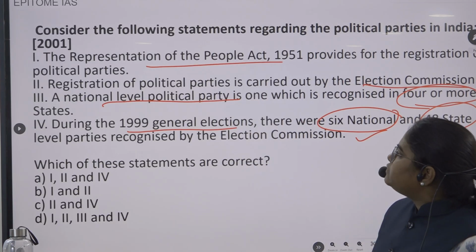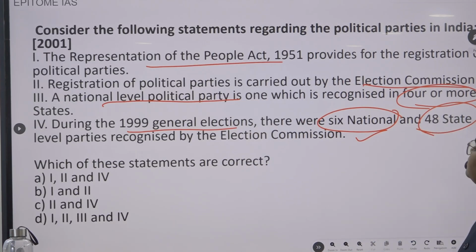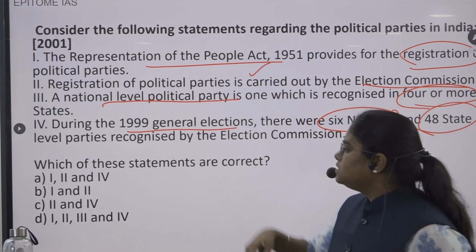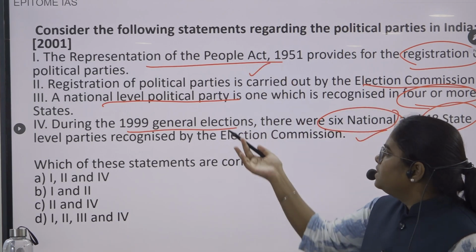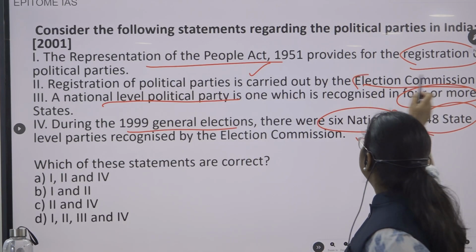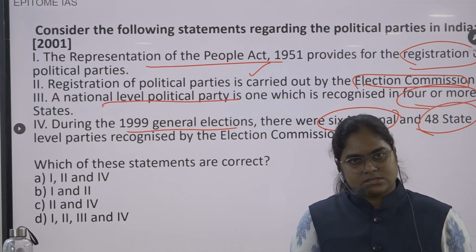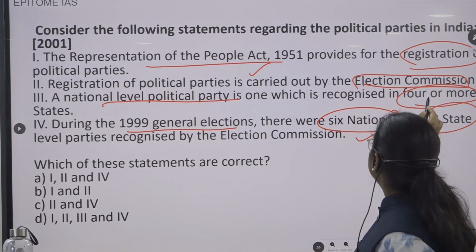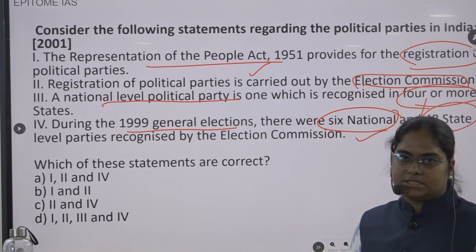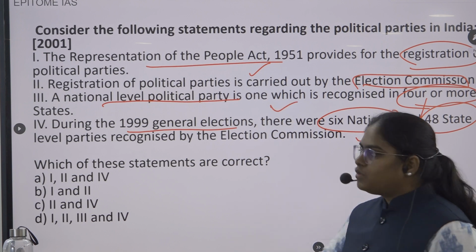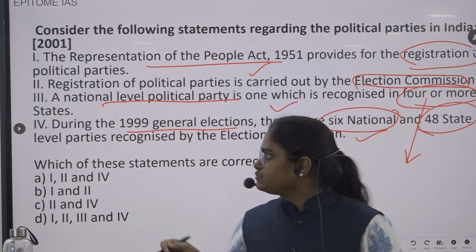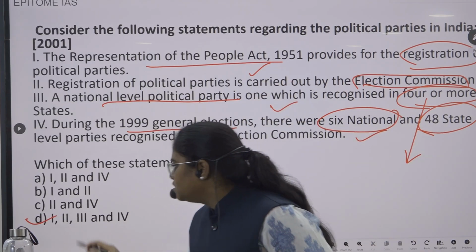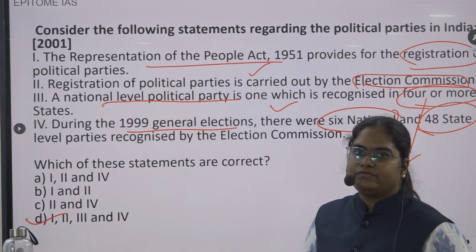So the first statement: the Representation of People Act 1951 provides for registration of the political parties. Yes, this statement is correct. Registration of political parties is carried out by the Election Commission. Again, yes, this is a correct statement. A national level party is one which is recognized in 4 or more states. Is that true? Yes, 4 or more states. It's true. This statement is also correct. Answer would be option D, 1, 2, 3, 4.